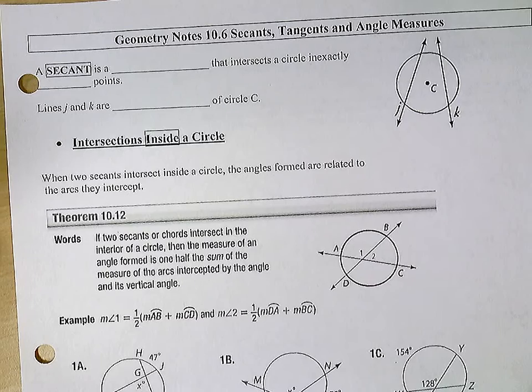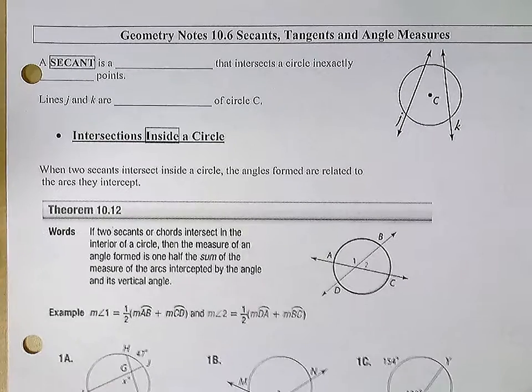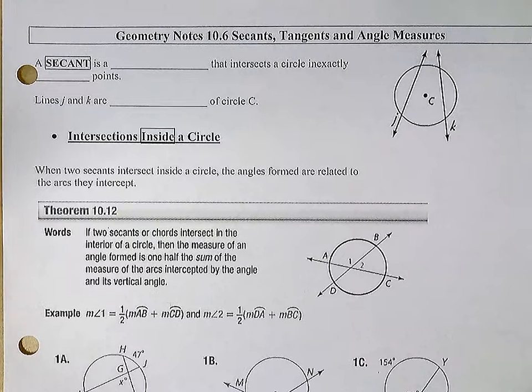So again, we're looking at different angle measures within our circle, except this time your angles aren't going to come from the center of the circle. Okay, so your angles aren't going to be on the center of the circle. They're going to be kind of all over the place.